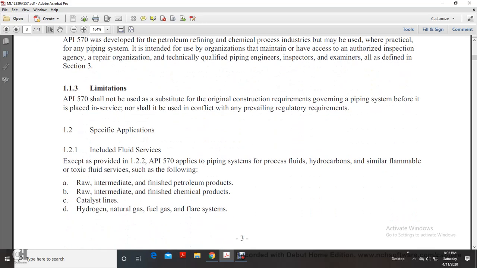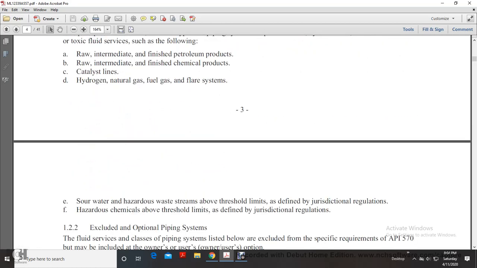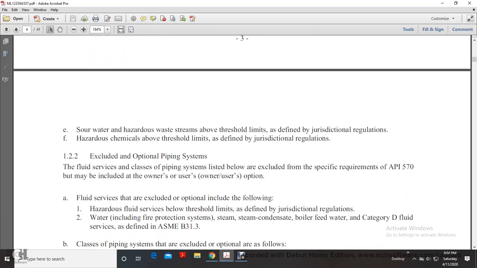1.2 Specific applications. 1.2.1 Included fluid services, except as provided in 1.2.2. API 570 applies to piping systems for process fluids, hydrocarbons, and similar flammable or toxic fluid services, such as the following: raw, intermediate, and finished petroleum products; raw, intermediate, and finished chemical products; catalyst lines; hydrogen; natural gas; fuel gas; flare systems; sour water; hazardous waste streams above threshold limits defined in jurisdictional regulations; and hazardous chemicals above threshold limits as defined in jurisdictional regulations.